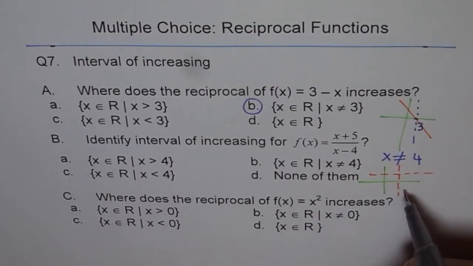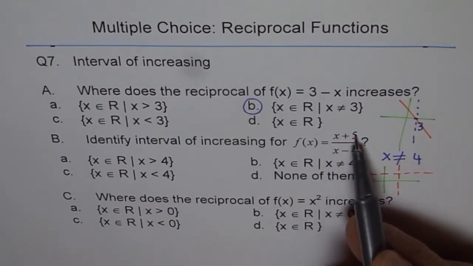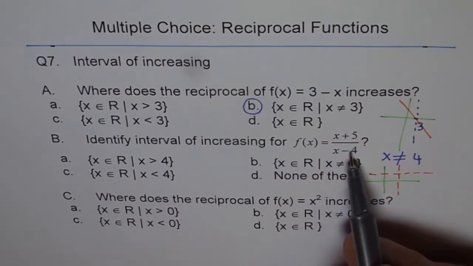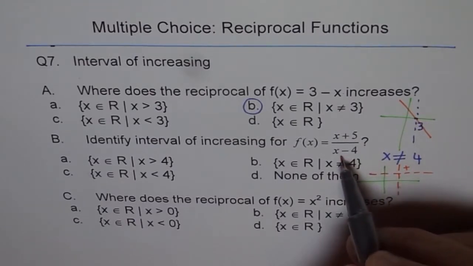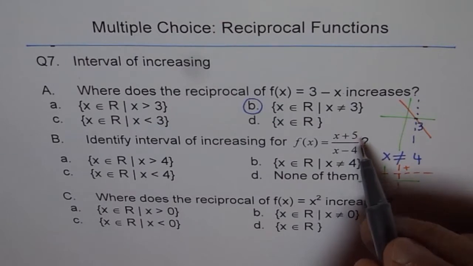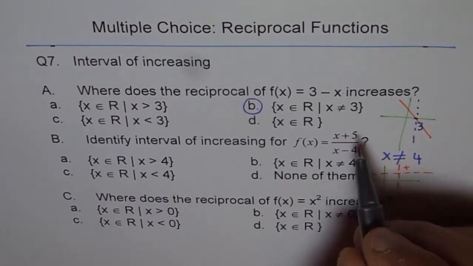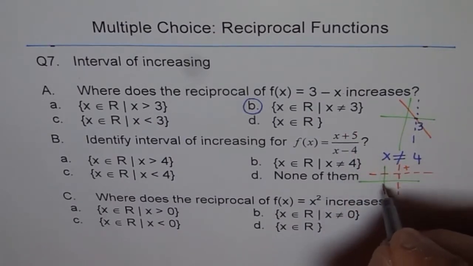Now, what we can do is just take a point. If we take a point more than 4, let's say 5, this is positive and that is also positive. Anything above 4 will give me positive. So I have a function here on this side, positive. Do you see that? If x is less than 4, let's say it is 0, in that case we get 5 over minus 4. That means the function is negative.